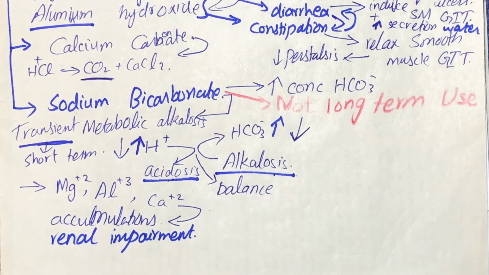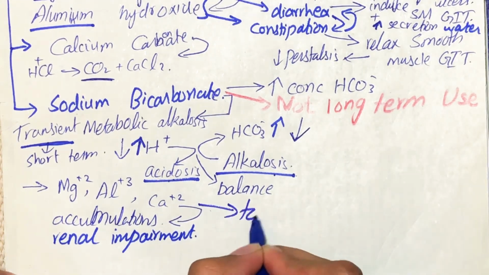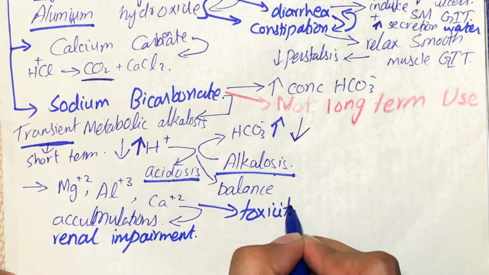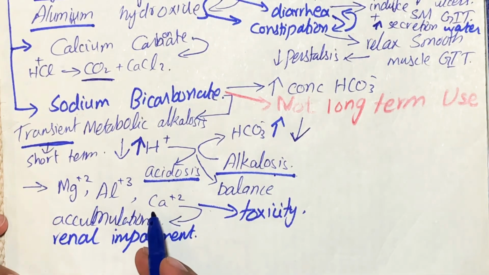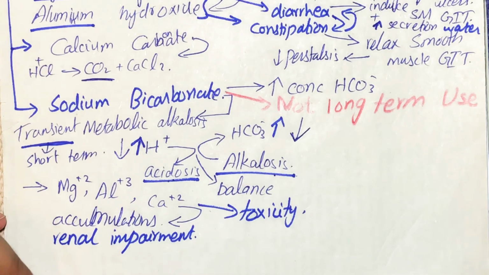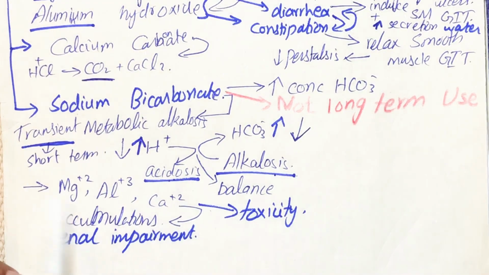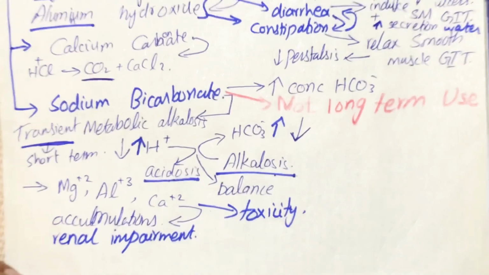So what will happen in this case? There can be toxicity of these ions. There can be conditions called hypercalcemia, hypermagnesemia, and other things that are related to these ions. So this was all about antacids.